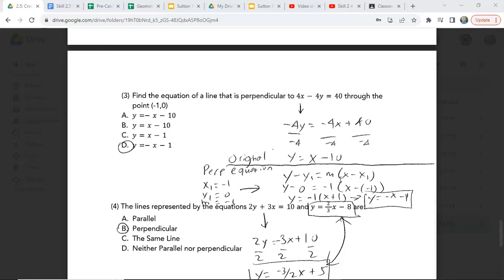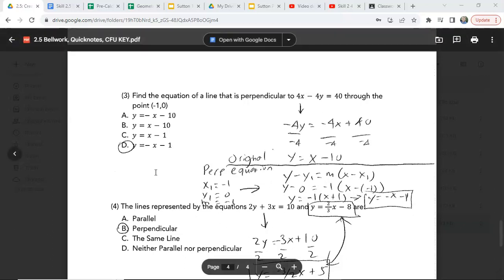So we plug those into point-slope form. We get y minus 0 equals -1 times (x minus -1). Y minus 0 just simplifies to y. X minus -1 simplifies to x plus 1, and then we distribute the -1 from there. So we get y equals -x minus 1. So that would be option D.